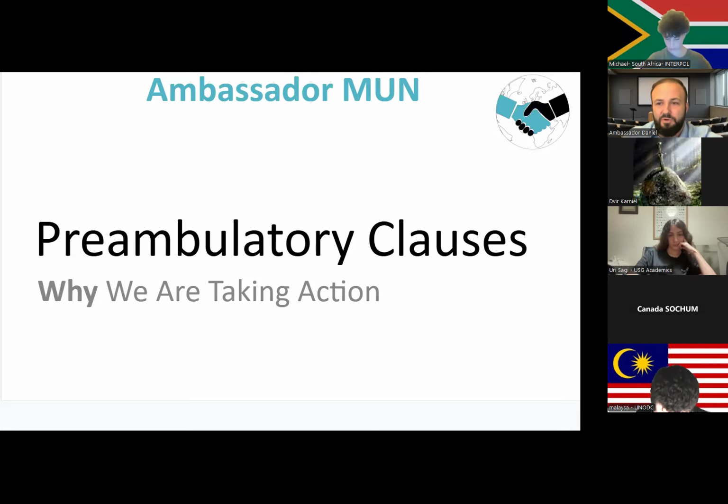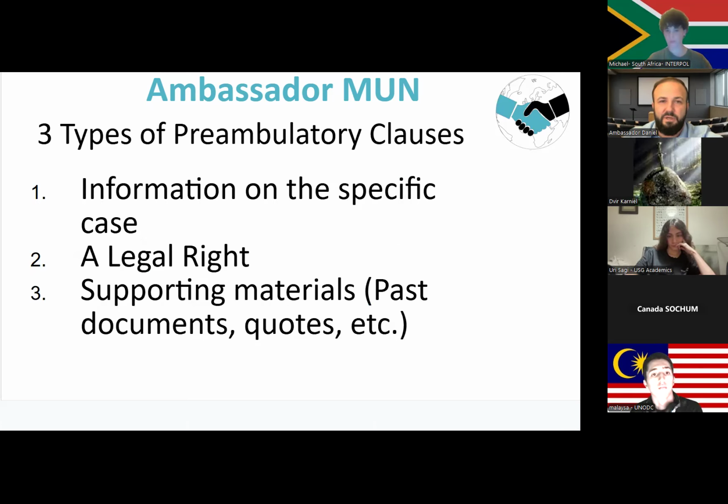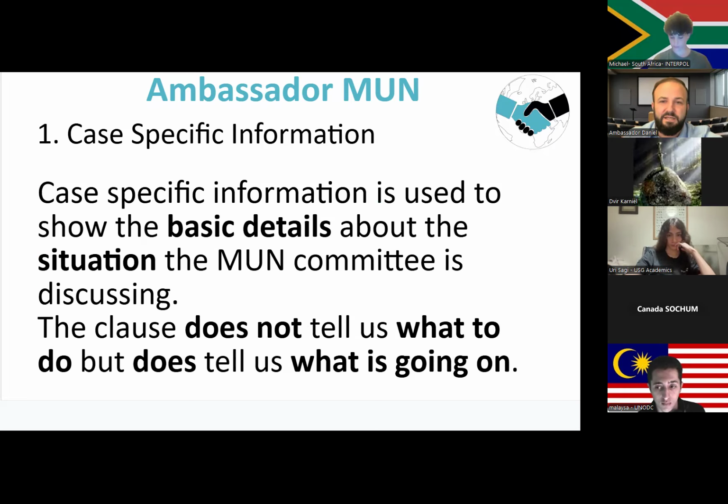I'm going to give less time to this because I said it's not as important if you're starting out, and if you have experience, you'll know to fit this in. There are three types of preambulatory clauses: information about the specific case, a legal right, and supporting materials. This can really be anything that you want it to be. Case-specific information shows the basic details of the situation. The clause does not tell us what to do. This is sort of the opposite. Now it's only about background that justifies the resolution. It tells us what's going on, but not what to do.